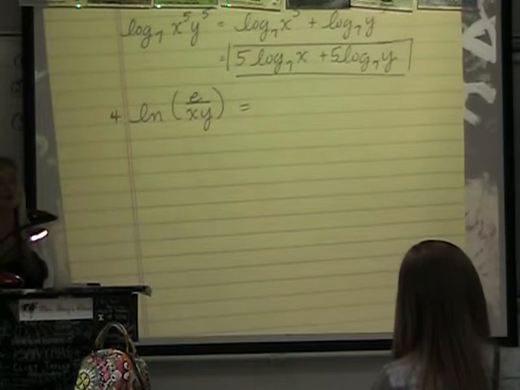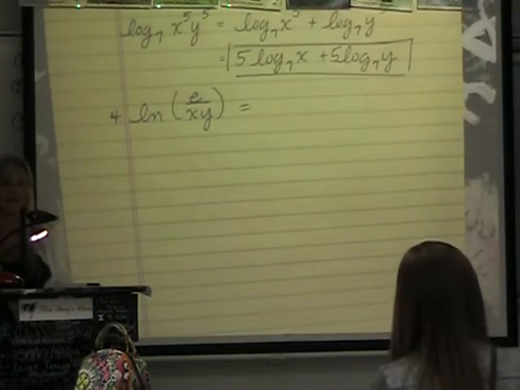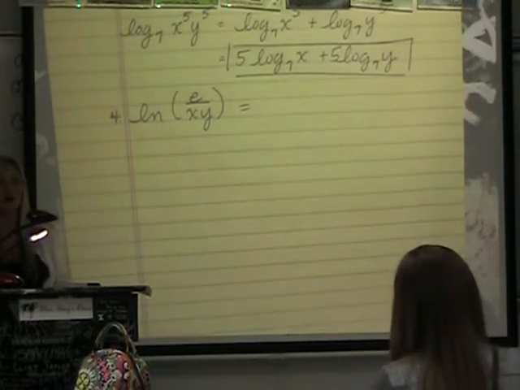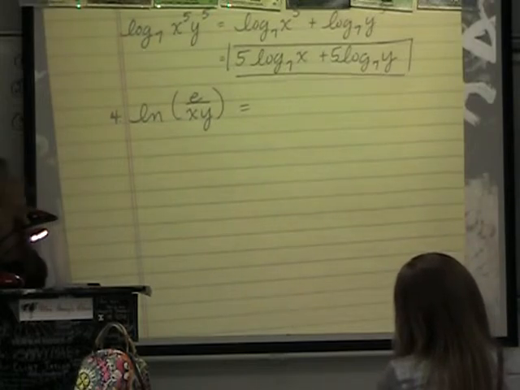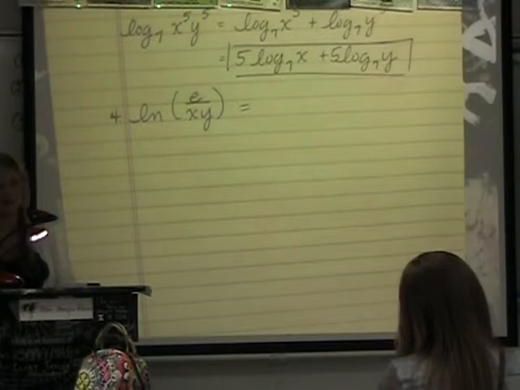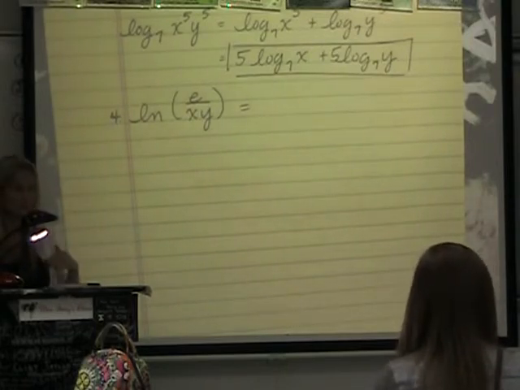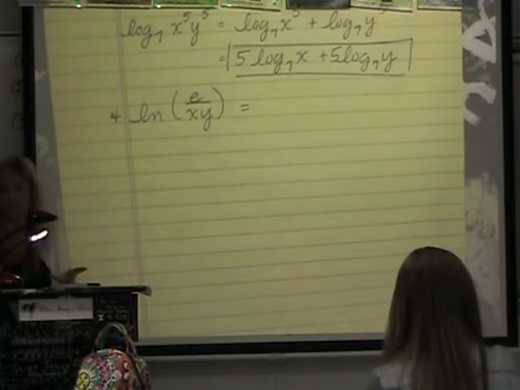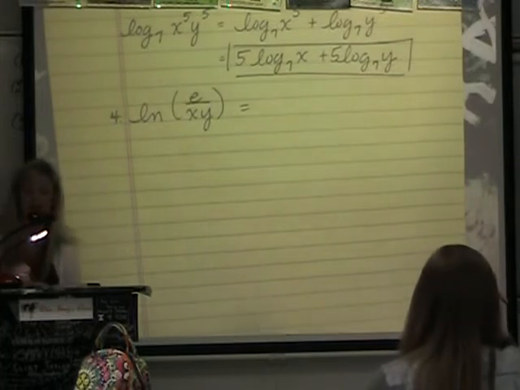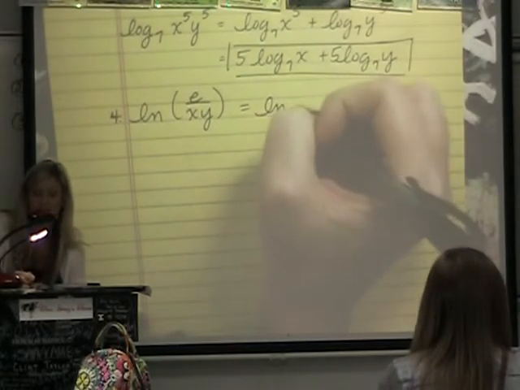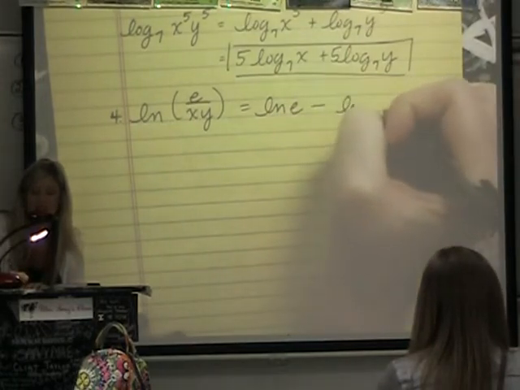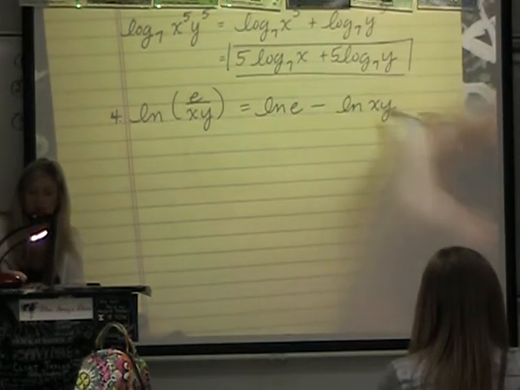So in number 4, I want you to take the natural log of e divided by xy. Notice I have both multiplication and division. In this case, I'm going to suggest that you expand the division first so that you can rewrite it as ln of e minus ln of xy.